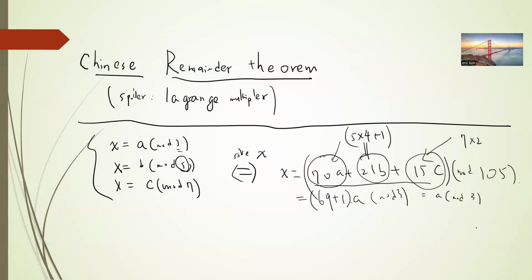So now we have proved that for any right hand side, we always satisfy the left hand side. Okay, so this is a simple example, but now I'm going to tell you why this is true in general. Okay, so this is the Chinese Remainder Theorem.